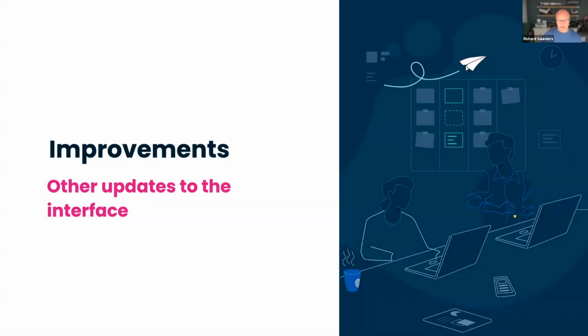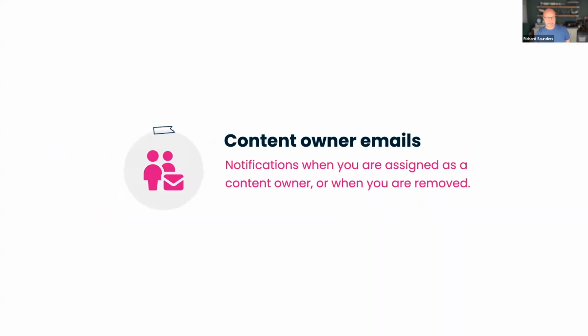What else have we been up to? And there's always a range of updates in Contensis every release. So like you saw with the form responses, you can assign a user to a form to deal with it and they'll be notified. The same thing will apply with entries. When you assign a new user to an entry to deal with it, they will receive an email, and the previous content owner will receive an email saying they're no longer the content owner.